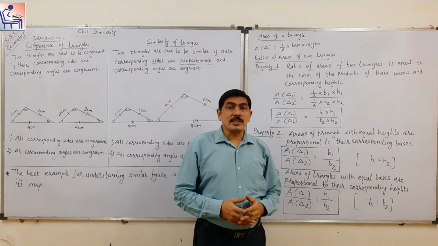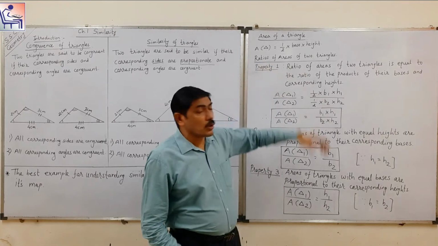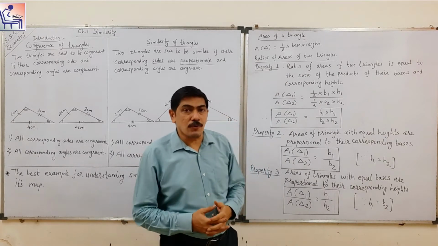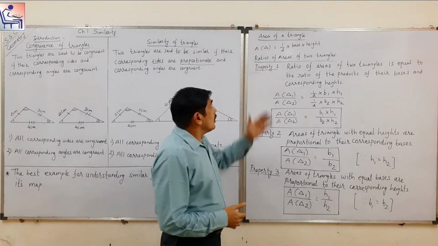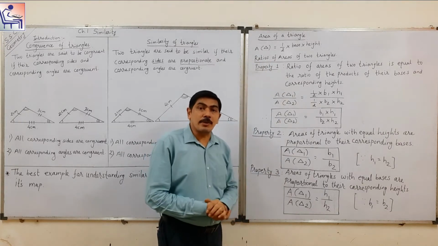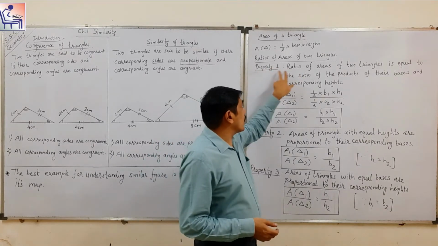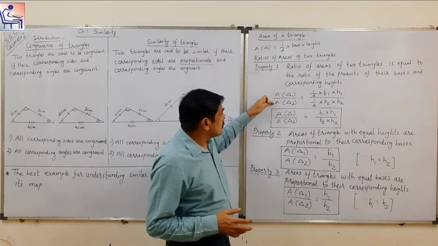Now I want to explain you the properties related to ratios of areas of two triangles. All of you know the formula of area of a triangle. Area of a triangle, half into base into height. So ratios of areas of two triangles, property 1. Ratio means the proportion.